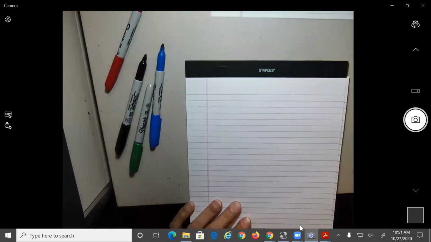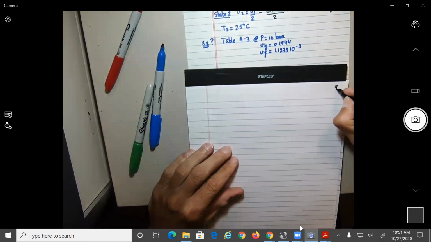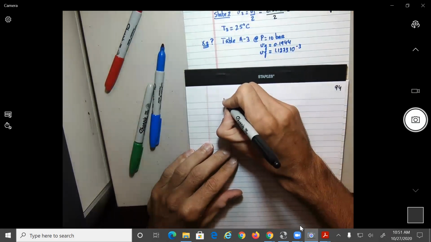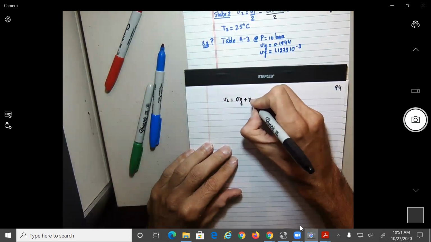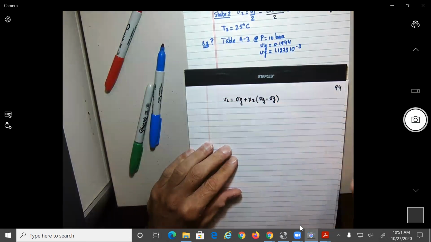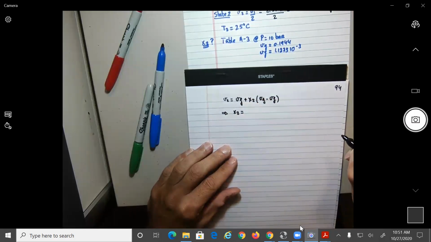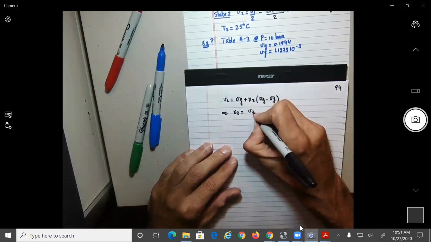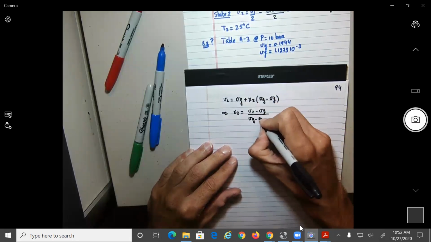All right, so from here, what do we know? We know that V2 should be equal to V fluid plus X2 times (V gas minus V fluid). So from this equation, we can find that the quality factor X2 is V2 minus V fluid, divided by V gas minus V fluid.